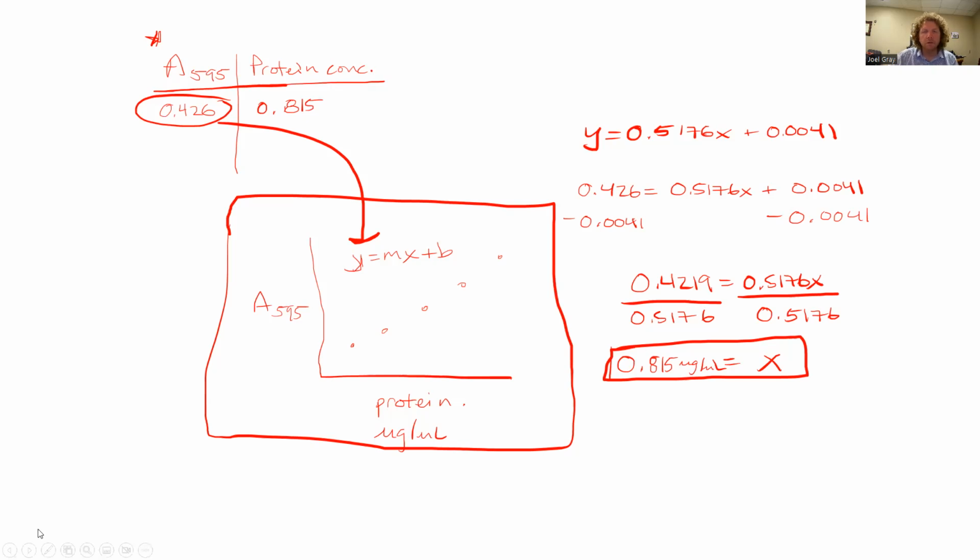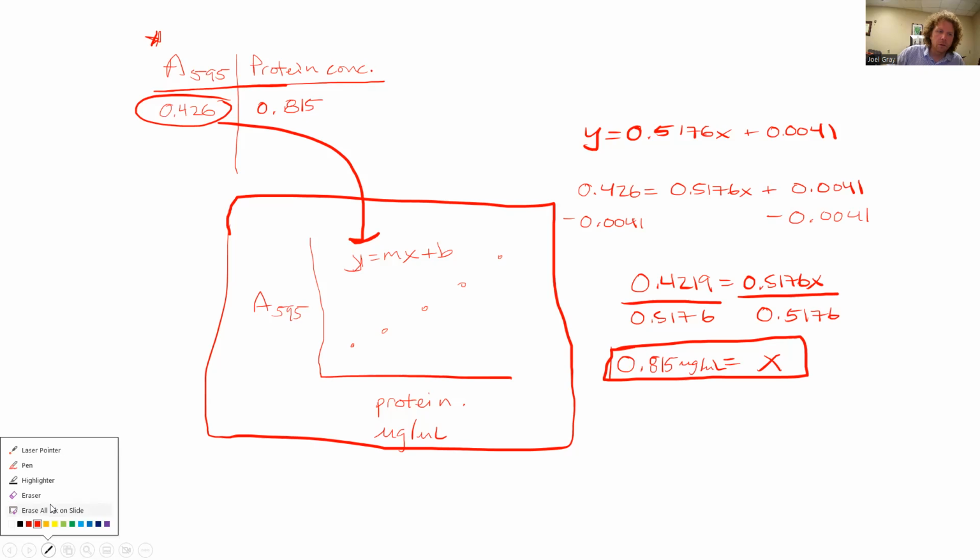Now, this is effectively what you're going to be doing for your practical final exam. You're going to use a series of known protein samples, and based on those known samples' absorbances, determine the concentration of an unknown sample. All right, so that's one of the components.